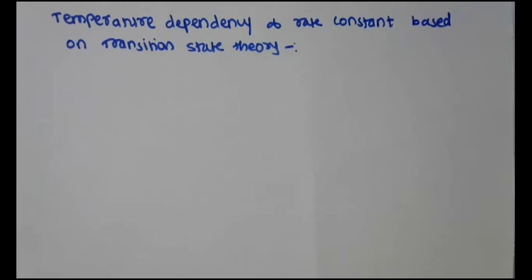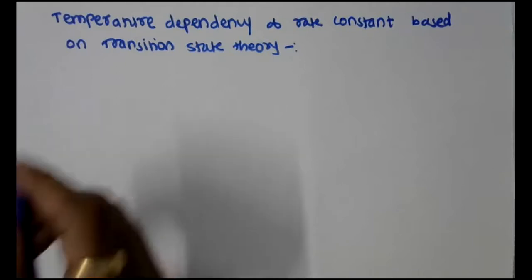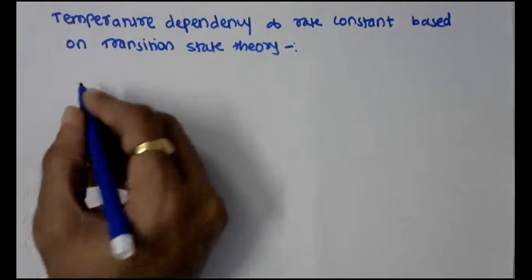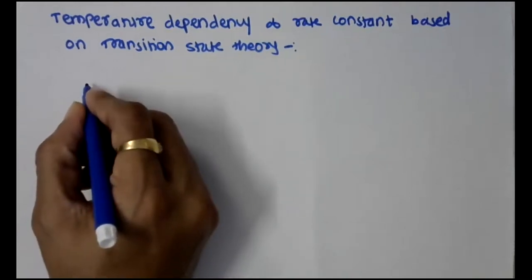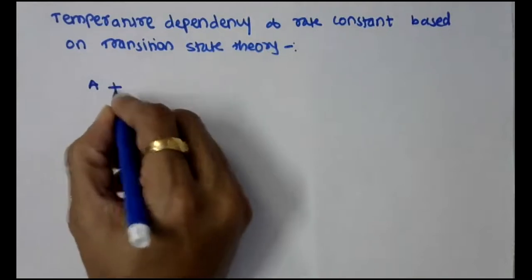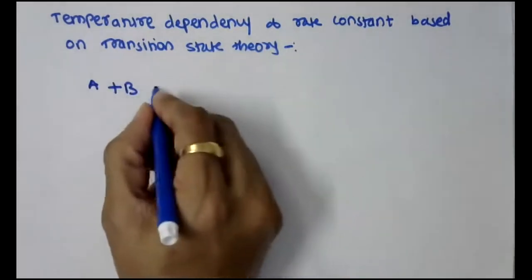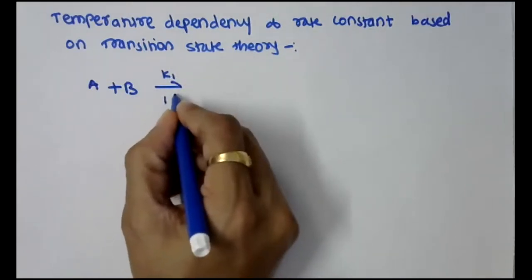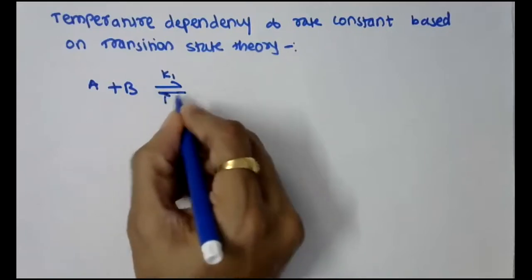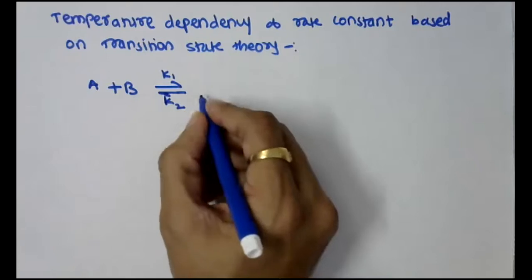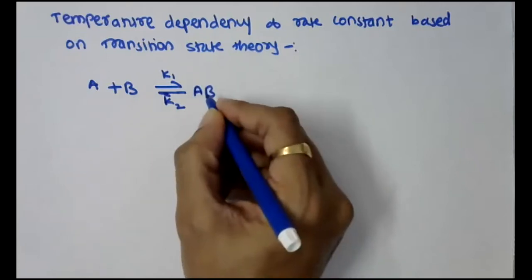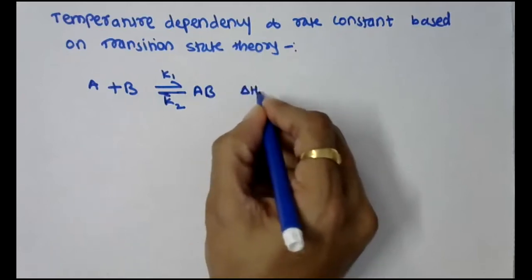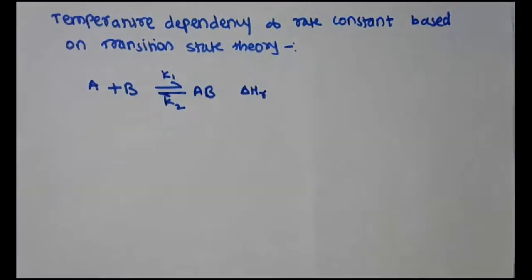Just to understand this, consider the reversible reaction A plus B reversibly reacting to give you a product AB, and delta H R stands for enthalpy change during the reaction, or you may say it as the heat of reaction, right?